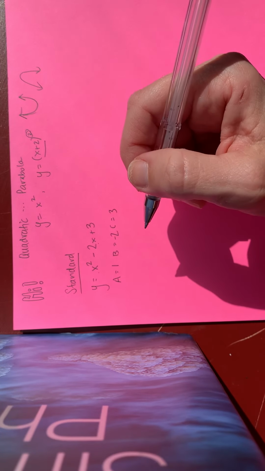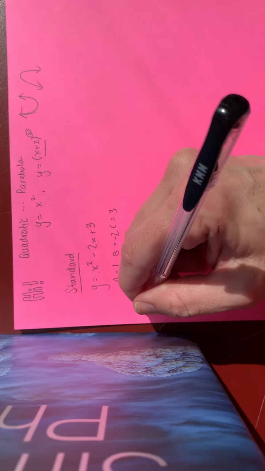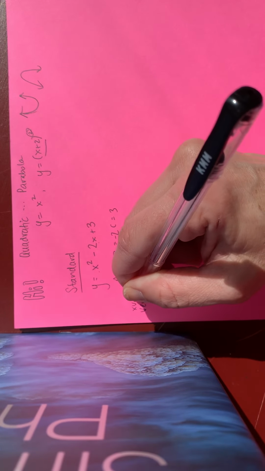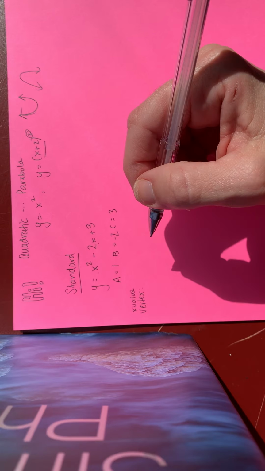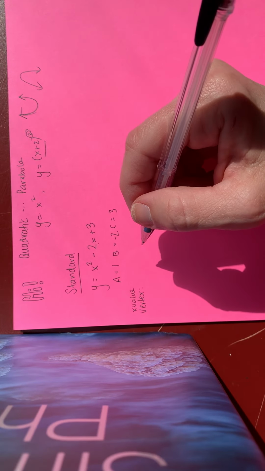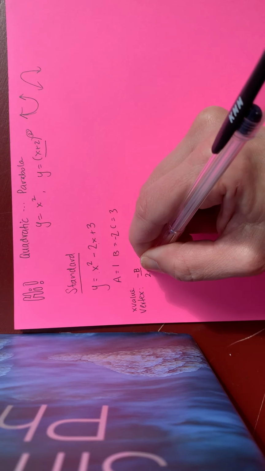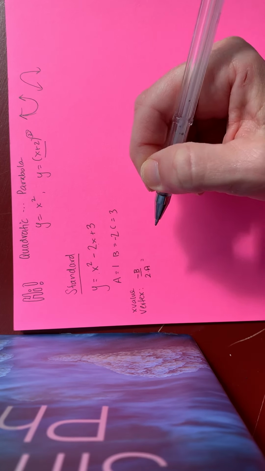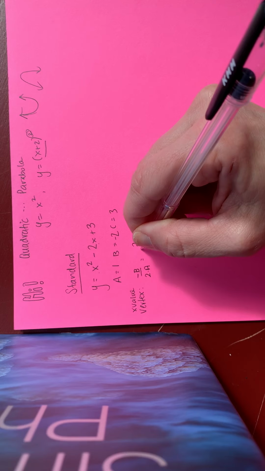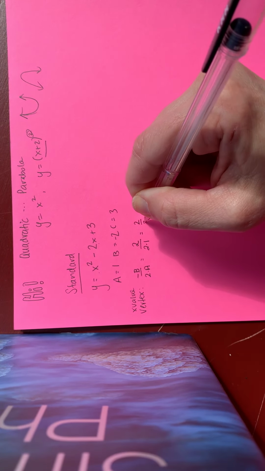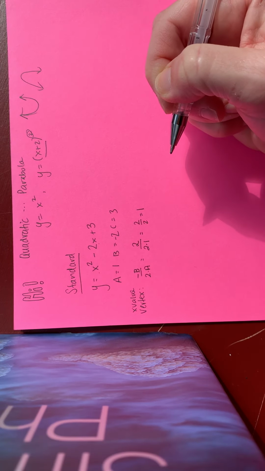To graph a quadratic in standard form, the first thing we do is find its vertex. To find the vertex, we find the x value of the vertex first. The x value of the vertex is found by taking the opposite sign of b and dividing by 2 times a. The opposite sign of b is +2. Divided by 2 times 1, we get 2 over 2, which reduces to 1.